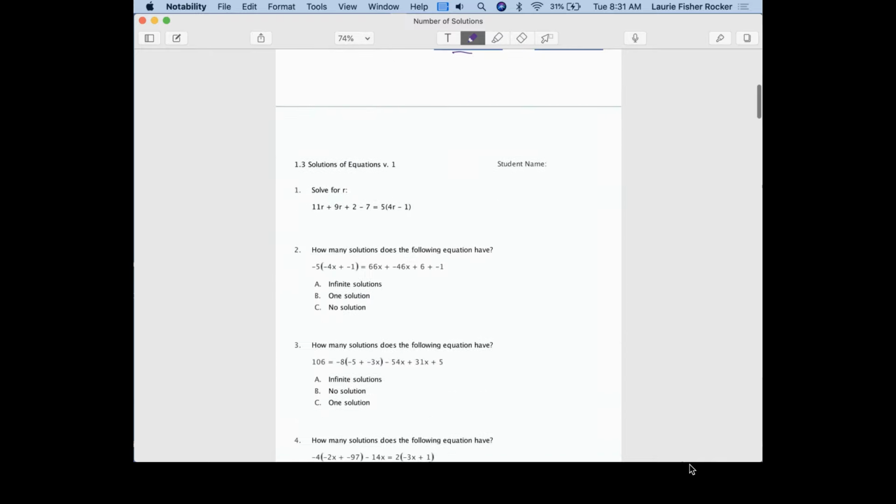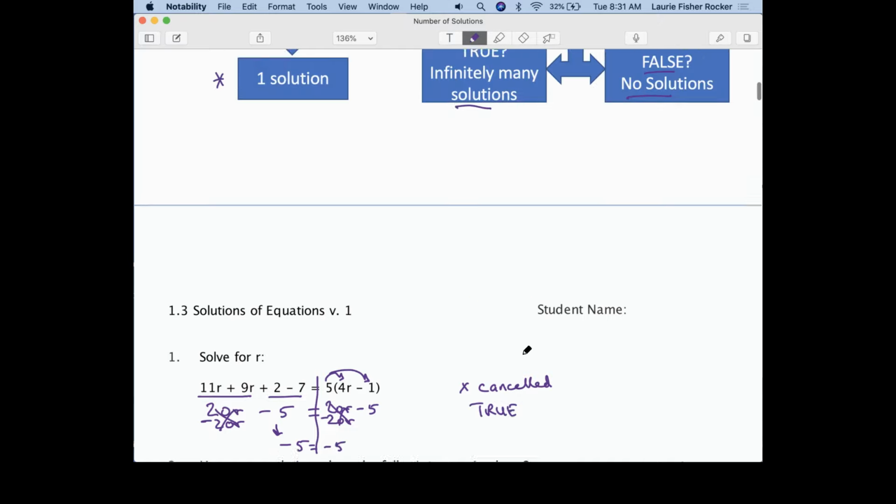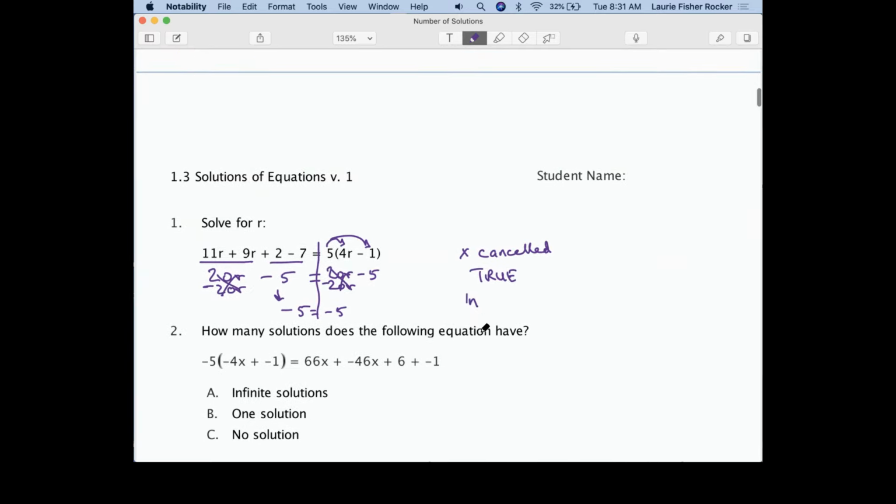So we take a look here. I'm going to do this problem here. I'm going to add these, draw the river, do parentheses, 20r minus 5. Add like terms, 20r minus 5. Oh, I subtract 20r, my x's cancel. So x canceled. So I look at what's left. Negative 5 equals negative 5. It's true. So when I go back up here, x cancels, true. It's going to be infinitely many solutions. So my answer, infinitely many.